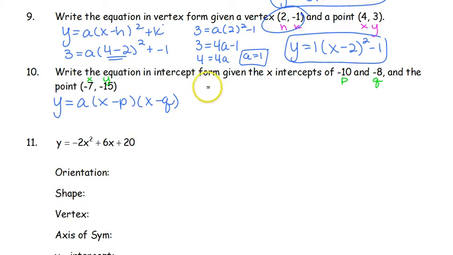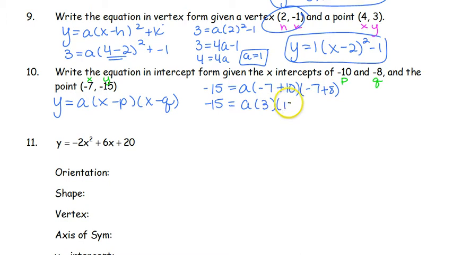So again, we plug all of our knowns in. Our y is a negative 15 from our point. We're trying to find that a. The x is a negative 7 from the point, minus one of your intercepts, minus a negative gives us a positive 10. We have that x again, so we use negative 7 again. Minus our q, our other intercept, minus a negative is a positive. So negative 7 plus 10 gives us 3. Negative 7 plus 8 is 1. Negative 15 is equal to 3a. Divide by 3, and we get a is a negative 5.